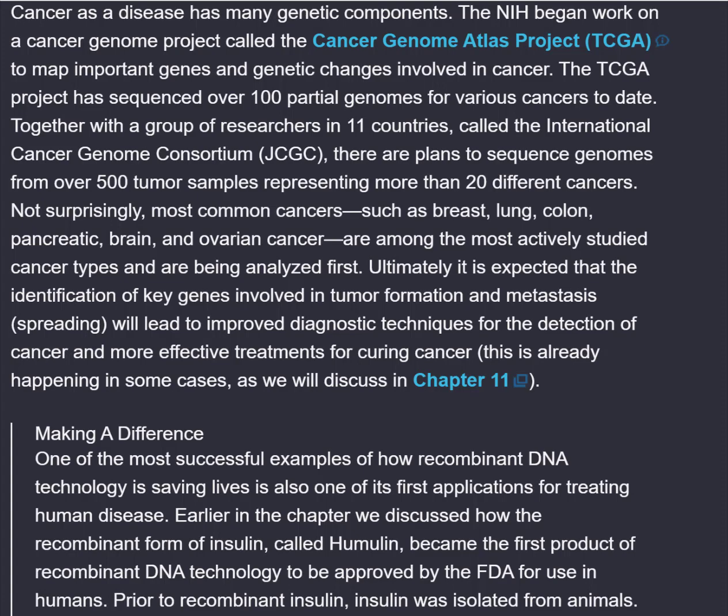The TCGA project has sequenced over 100 partial genomes for various cancers to date. Together with a group of researchers in 11 countries, called the International Cancer Genome Consortium, ICGC, there are plans to sequence genomes from over 500 tumor samples representing more than 20 different cancers. Not surprisingly, most common cancers such as breast, lung, colon, pancreatic, brain, and ovarian cancer are among the most actively studied cancer types and are being analyzed first.